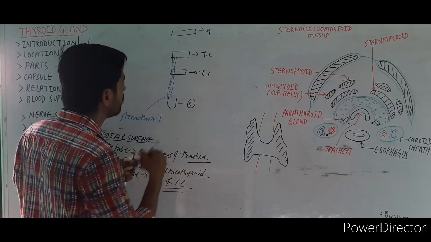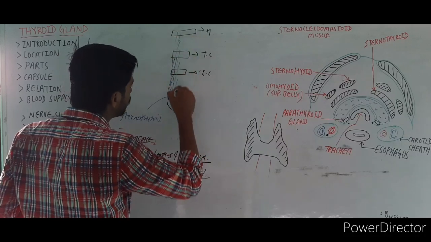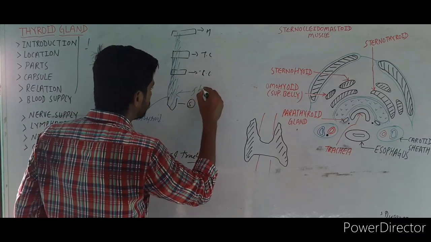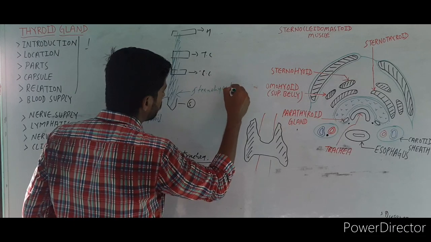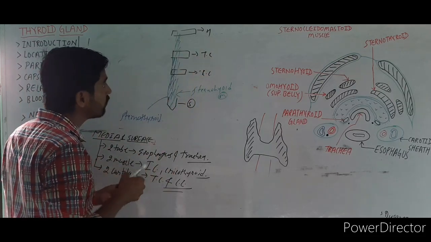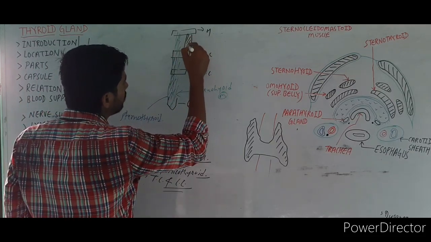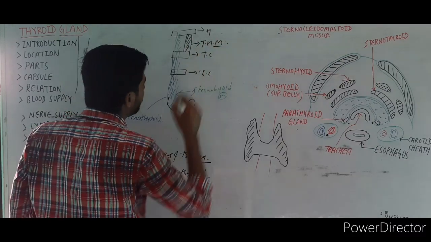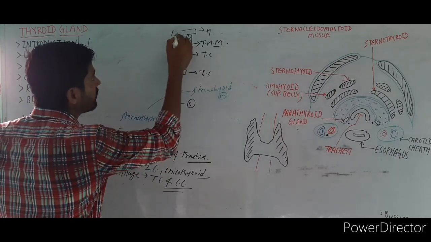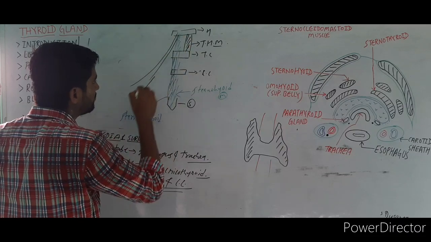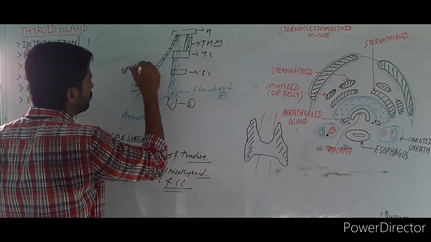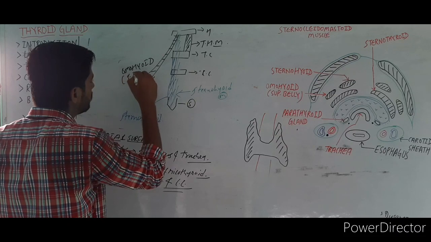I am showing you. This muscle is called the sternohyoid muscle. And one muscle is between the thyroid and the hyoid, that is called the thyrohyoid muscle, right? And one more muscle, the superior belly of the omohyoid, we read it in the triangles, it goes and is attached to the hyoid bone. This is the omohyoid and that is the superior belly.